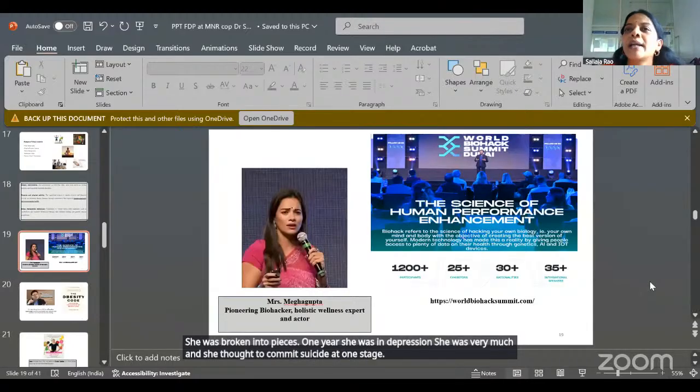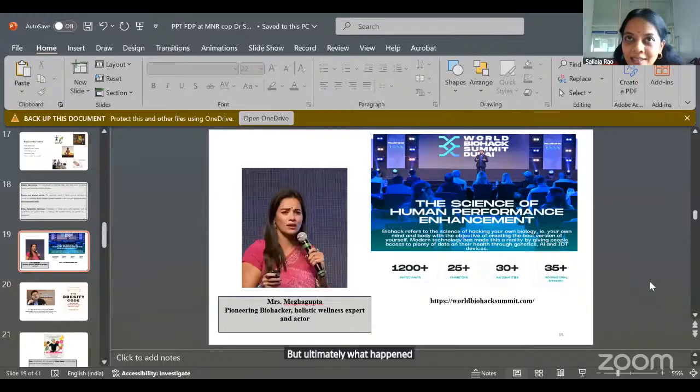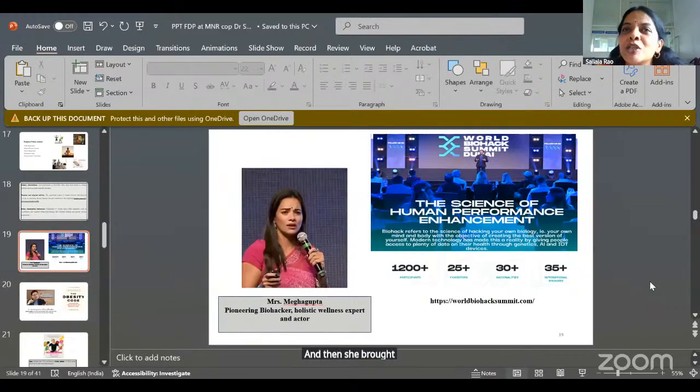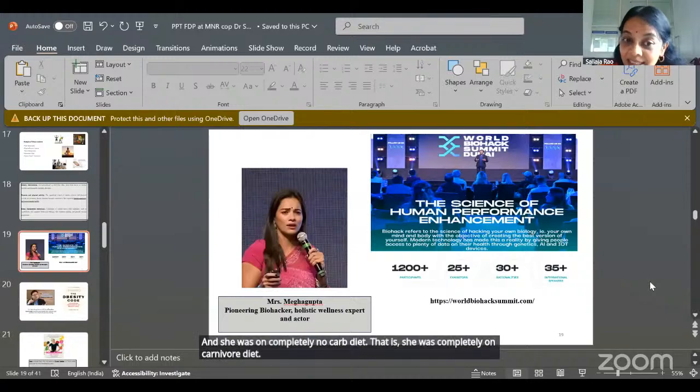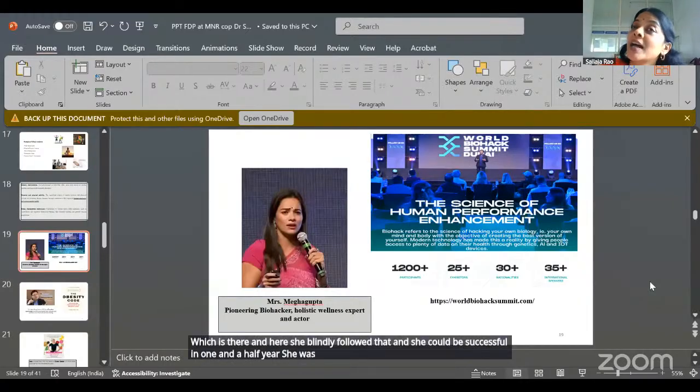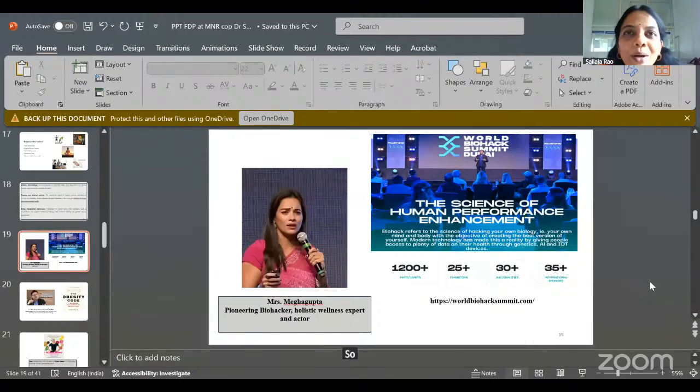But ultimately what happened? She stood by herself. She got inspired by herself. She recollected her good days, her happy moments, and then she brought her HbA1c to 5.9. And she was on a completely no-carb diet, that is, a completely carnivore diet. She blindly followed that and she could be successful in 1.5 years, with an HbA1c value of 5.8 or 5.9. It was below 6.